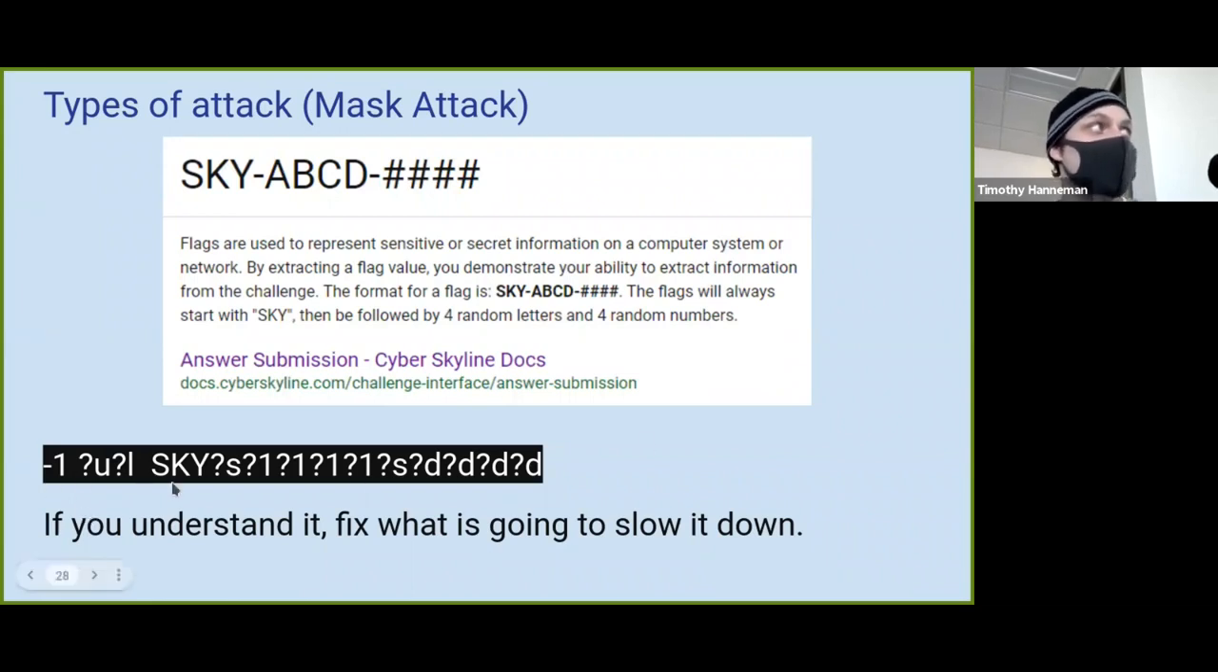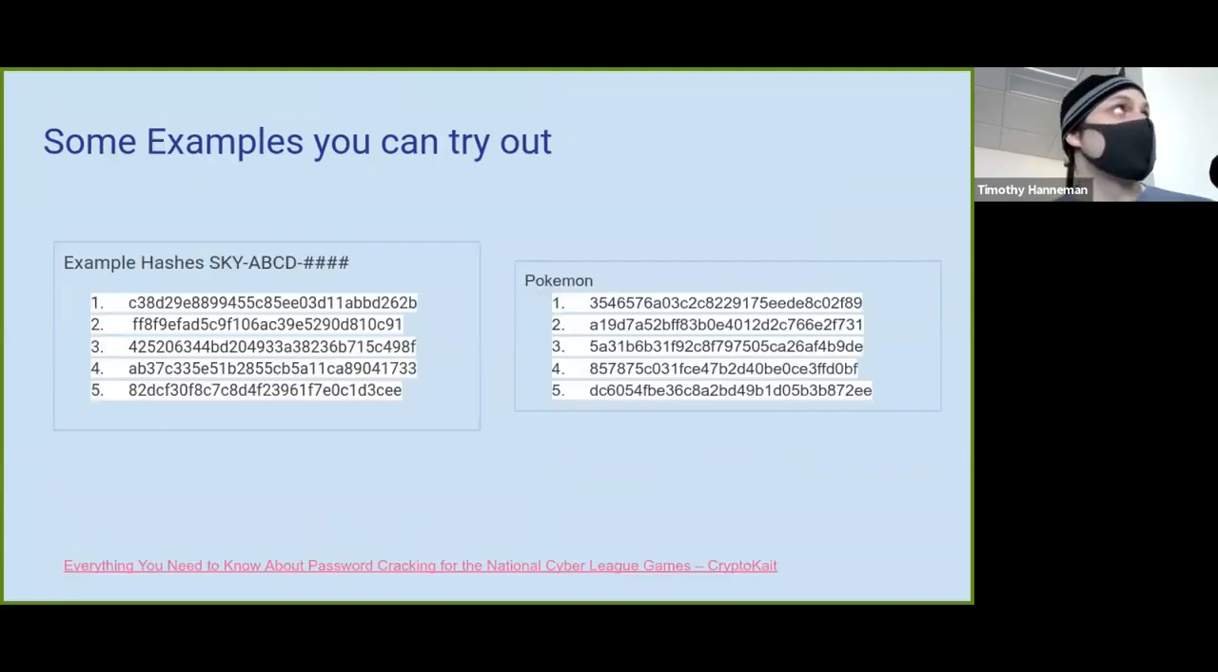Here's an example mask that you may be able to use. If you understand how masks work, there's actually an inefficiency in this mask, and the challenge for you is to figure out how to fix it so that it goes faster. Here's some examples you can try out. These came from Crypto Kate's blog. You have example hashes in the Sky ABC number format, and then you have some Pokemon over here. So knowing it's Pokemon should help with the dictionary you choose. Give it a try. If you can break both of these, you'll be good for most of the password cracks.